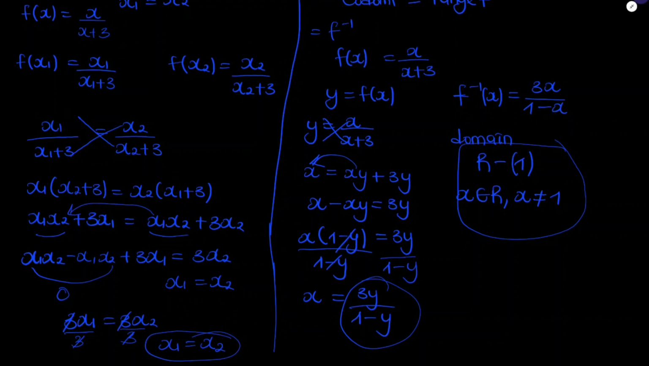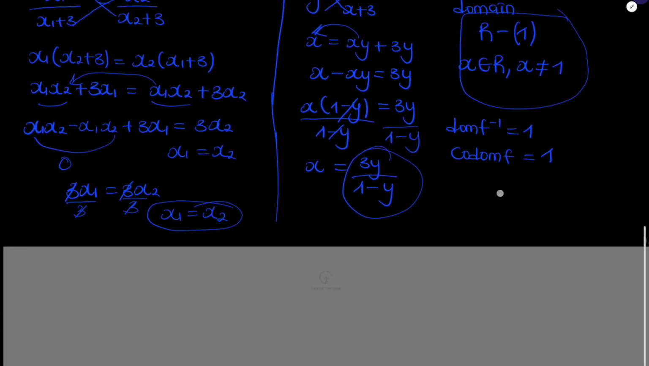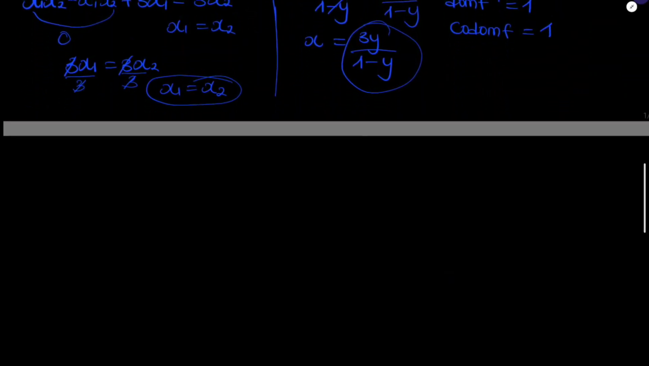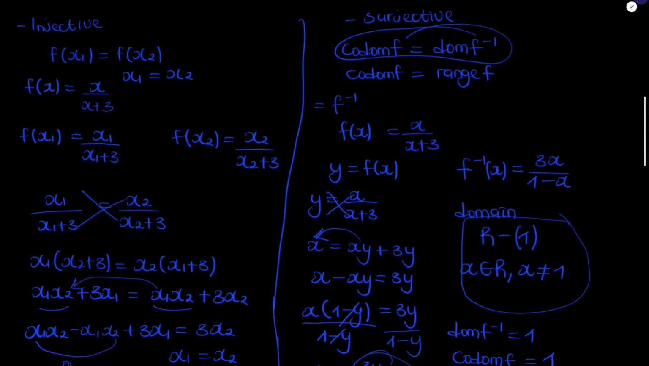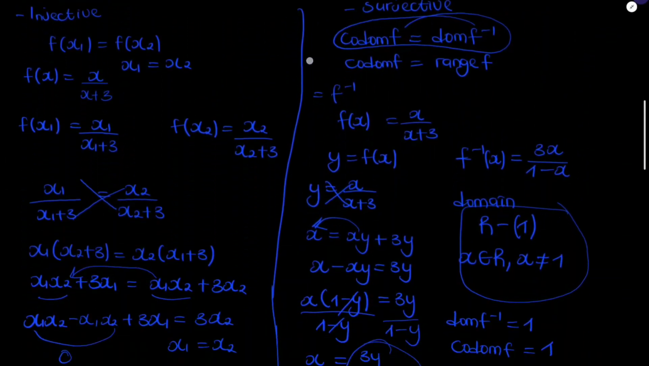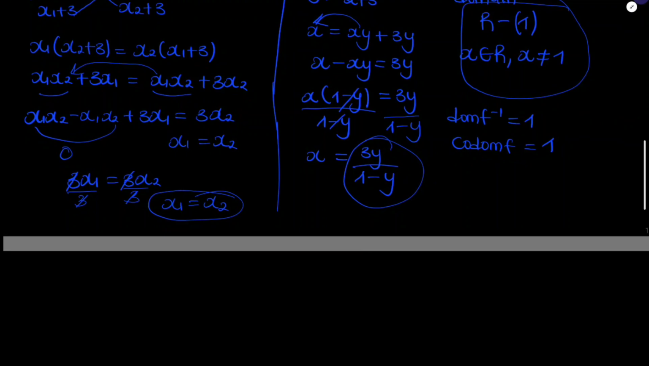Okay, so we have concluded that the domain of f inverse is equal to ℝ minus {1}, and the codomain of f is also equal to ℝ minus {1}. So from here we can conclude that the function is surjective. Okay, so remember we were asked to show that f is bijective. We have seen that f is injective. We have also seen that f is surjective. So we can conclude that f is bijective.